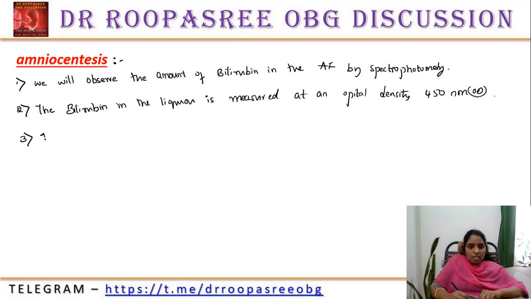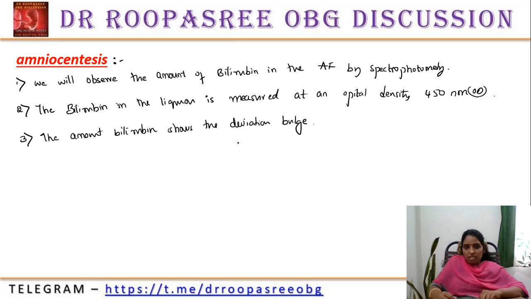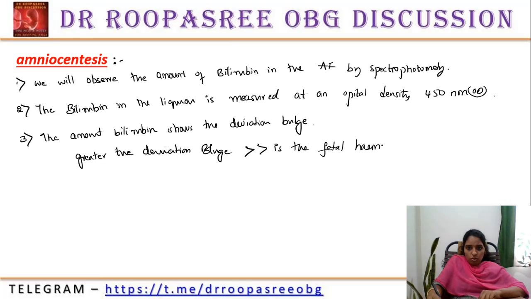The amount of bilirubin shows the deviation bulge. Greater the deviation bulge, greater is the fetal hemolysis.